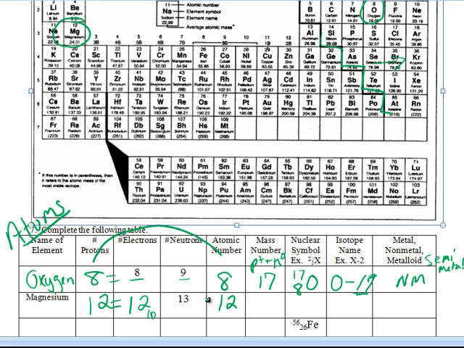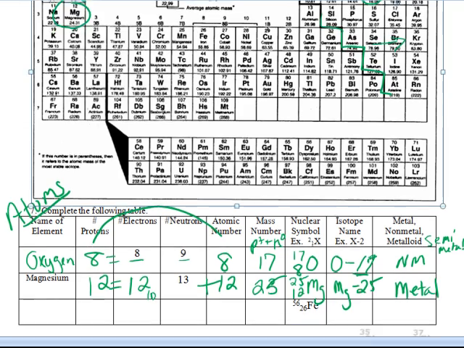The mass number is neutrons plus protons, so that's going to be 25. Then we look at the nuclear symbol, big number over the small number, 25 over 12, and then you write Mg next to it. Mg-25, and it's a metal. It's on the left side of the stair step.